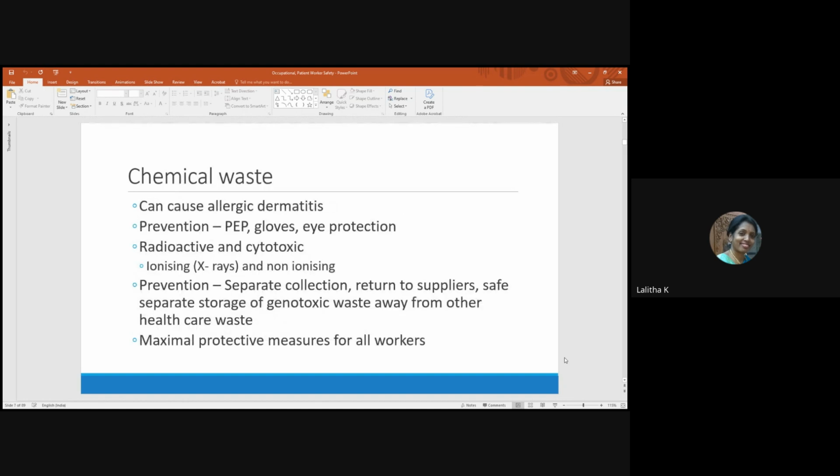Now, coming to chemical waste, it can cause allergic dermatitis or burns and irritation to the eyes and ears. So prevention is again using the PPEs, gloves, eye protection. If there is radioactive or cytotoxic waste, there could be ionizing and non-ionizing hazards. For that, we need to separate the collection, return to the suppliers, and separate the genotoxic waste from other healthcare waste, and this has to be followed separately. Radioactive waste comes under BARC, the Atomic Energy Act, it doesn't come under the Biomedical Waste Management Act. And maximum protective measures for all the workers.